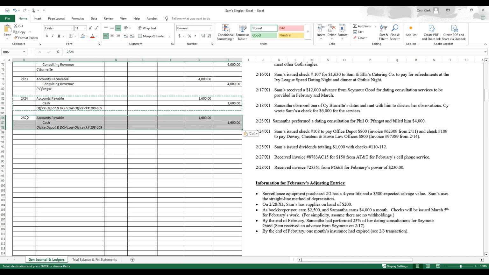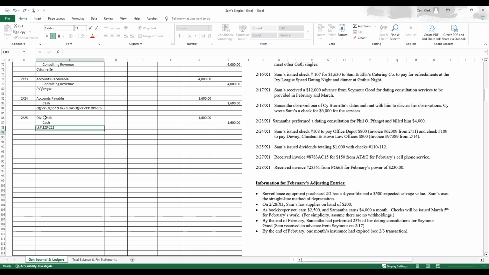A few more entries. So on the 25th, we issued dividends totaling $1,000. So cash is down, so that looks good. Then we're going to record the dividends. And let's just say check number 110-112, $1,000.